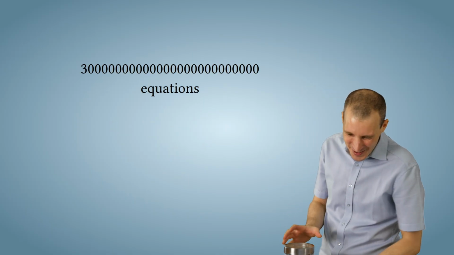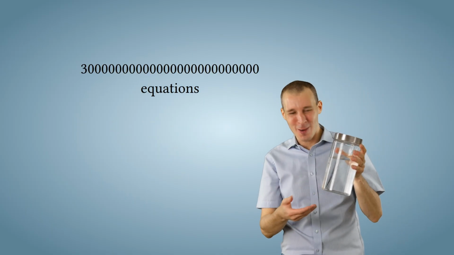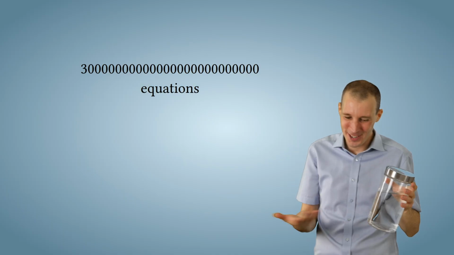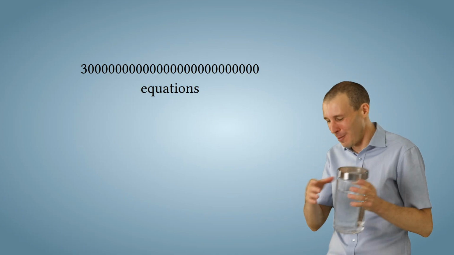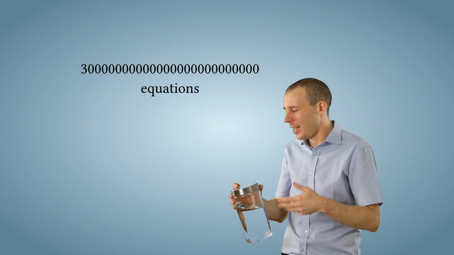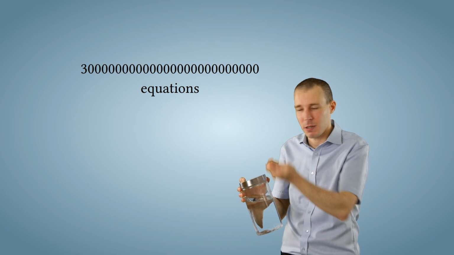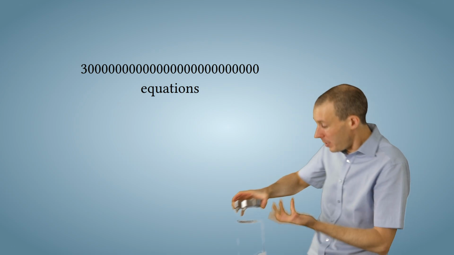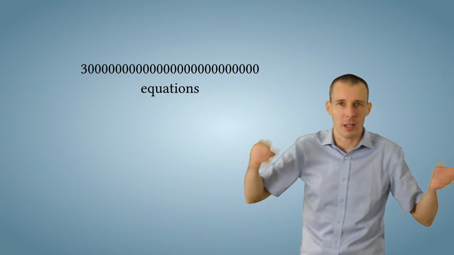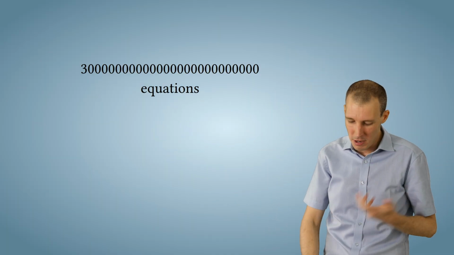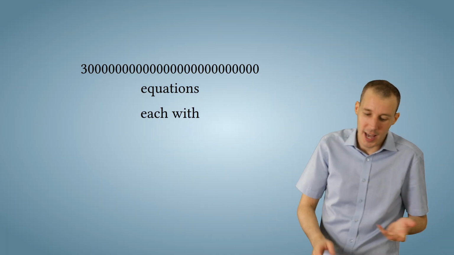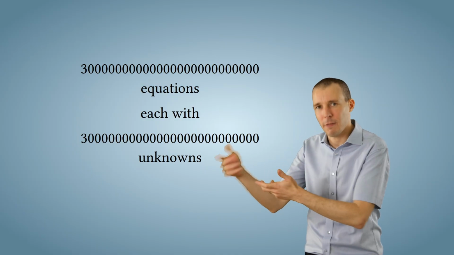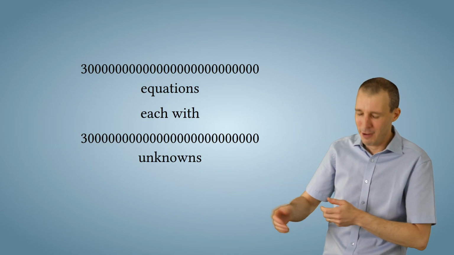If you want to describe this jar of water, you want to calculate this jar of water, you need to solve 3 times 10 to the power 25 equations. And each of these equations describes the position of one molecule. And since the position of each molecule depends on the position of all the other molecules and they keep bumping into one another, each of those equations has 3 times 10 to the power 25 unknowns, right?